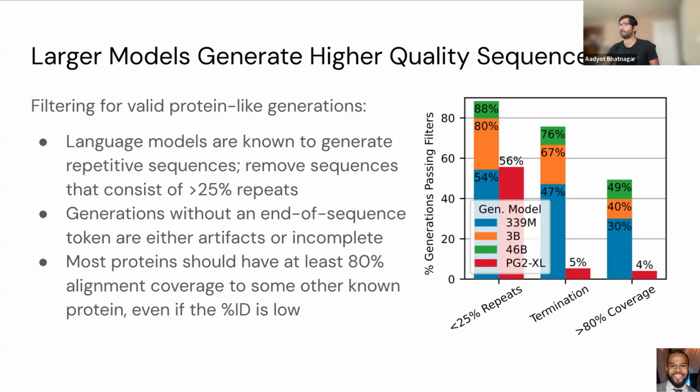I'm also comparing here to ProGen2 extra large, which is a previous generation model that was 6.4 billion parameters and trained on about 350 billion tokens. So kind of comparable in scope to ProGen3 3 billion. But we see that this model has just much worse performance in terms of generating valid sequences. And I think this really highlights the importance of some of the architecture improvements and data distribution improvements that went into the ProGen3 work.